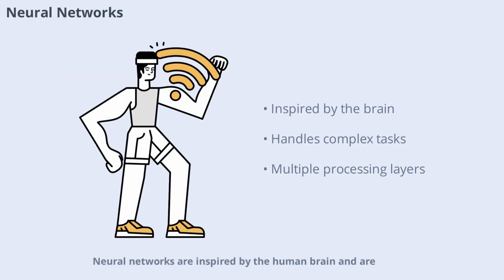Neural networks are inspired by the human brain and are especially good at handling complex tasks like image and speech recognition. They consist of layers of interconnected nodes, or neurons, that process information in stages. As data passes through the network, it's transformed and refined, allowing the system to learn intricate patterns. Neural networks power many modern AI applications, from voice assistants to self-driving cars.